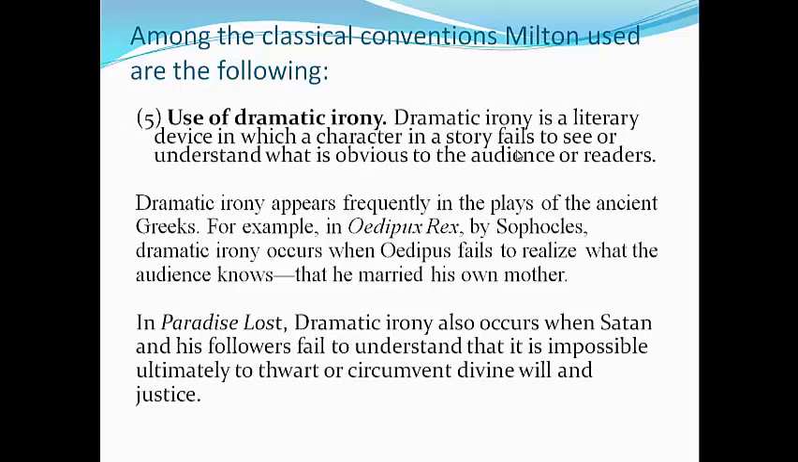Next, he uses dramatic irony. Dramatic irony is a literary device in which a character in a story fails to see or understand what is obvious to the audience or readers. Dramatic irony appears frequently in the plays of the ancient Greeks. For example, in Oedipus Rex by Sophocles, dramatic irony occurs when Oedipus fails to realize what the audience knows, that he married his own mother.